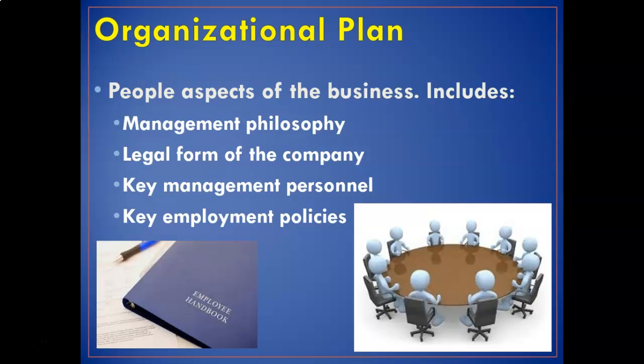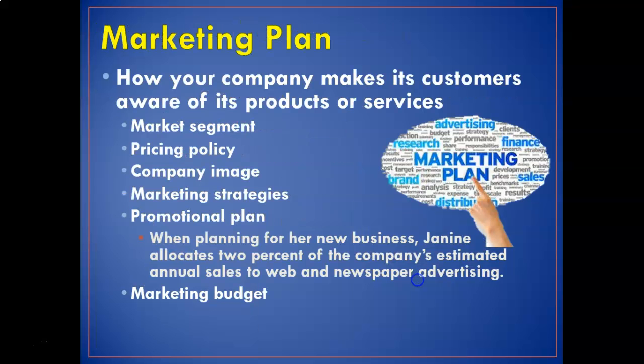The organizational plan. People aspects of the business include management philosophy, a legal form of the company, which is talking about is it an LLC, incorporated, or whatever that form of the company is. Who are your key management personnel, that CEO or chief financial officer, and who in the company, and the key employment policies. So that would include your employee handbook, which should be included in the organizational plan.